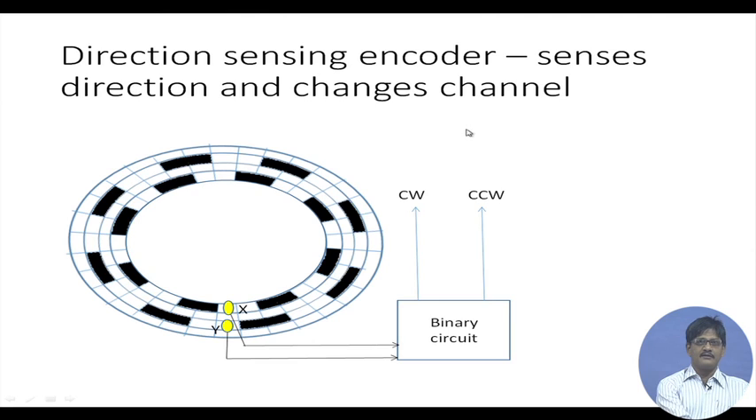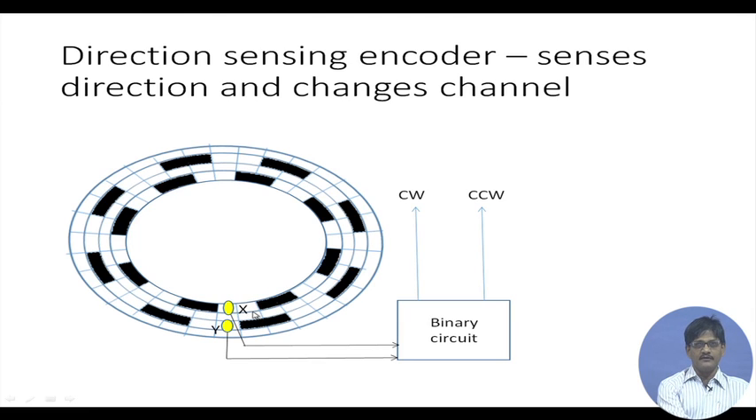Let's have a quick look at the direction sensing encoder. We have two rows of holes and they have a stagger. That means there's a difference in phase. These black portions are the transparent places and these white portions are opaque. So if we have two light emitting devices with receptors on the other side, we will have pulses coming out with a phase difference from these two.